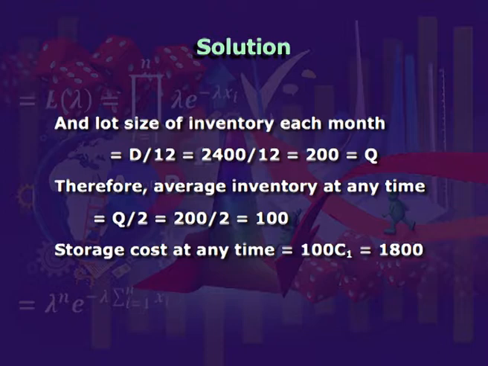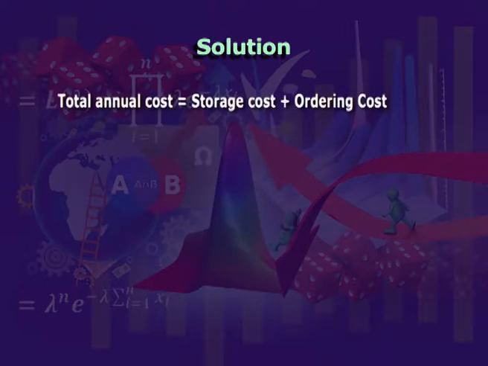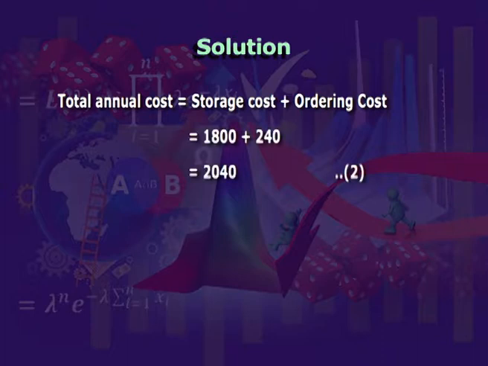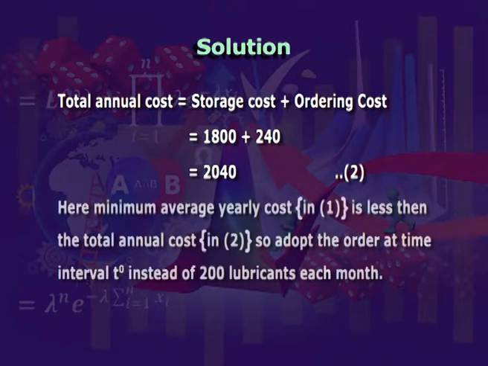Storage cost at any time equal to 100 into C1. Substituting the value of C1, we get the answer 1800. Total annual cost equal to storage cost plus ordering cost. Substituting the answers of storage cost and ordering cost, it is equal to 1800 plus 240 equal to 2040, denote this result by number 2. Here, the minimum average yearly cost in result 1 is less than the total annual cost given in result 2. So, the company should order at time interval T0 instead of 200 lubricants each month.